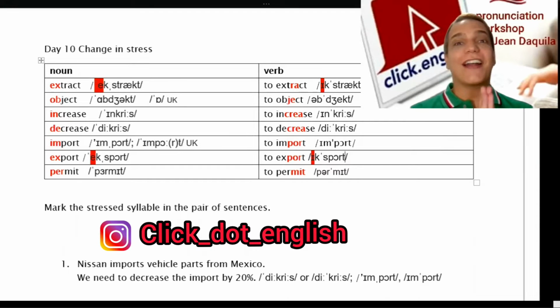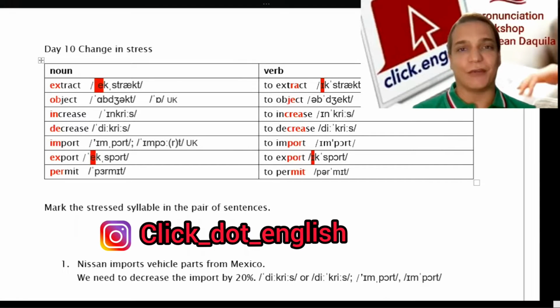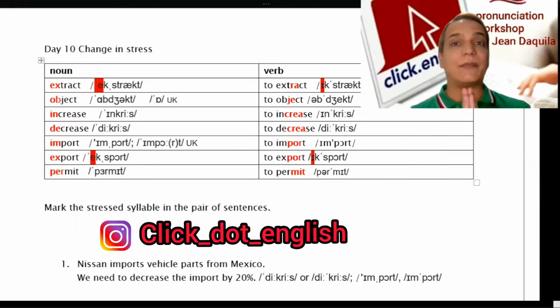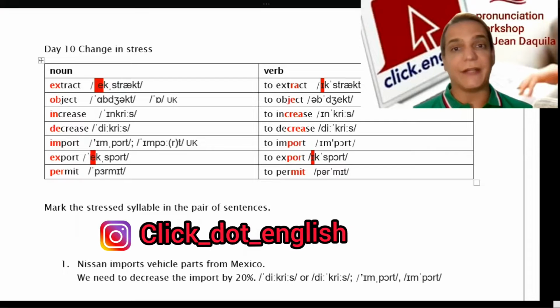We are just in the middle of this workshop, and I'm sure, because I get feedback from you, that you have learned a lot, and we're still gonna learn. We're gonna continue learning. Okay, so today we're gonna keep seeing the change in stress. Okay, and also sometimes changing pronunciation.